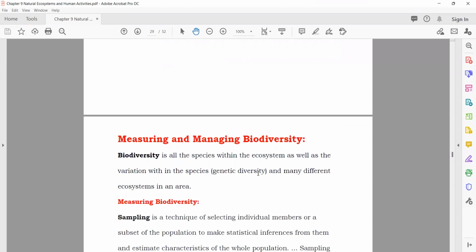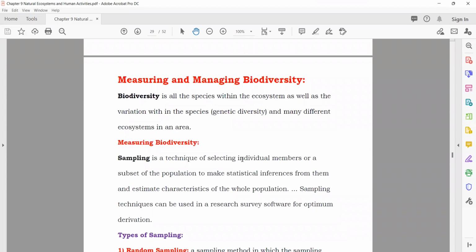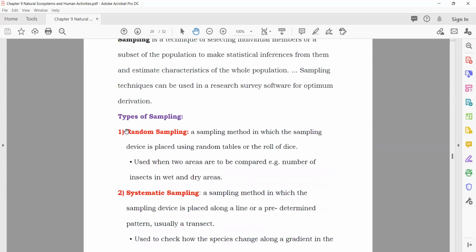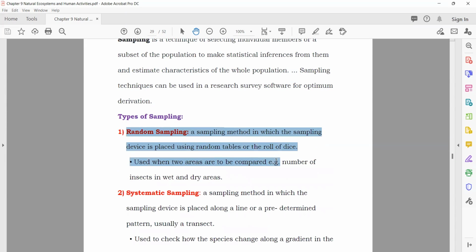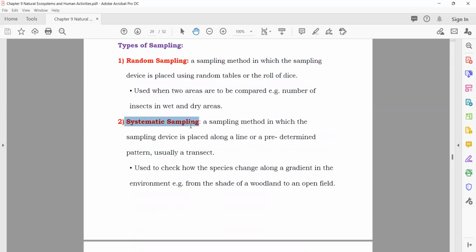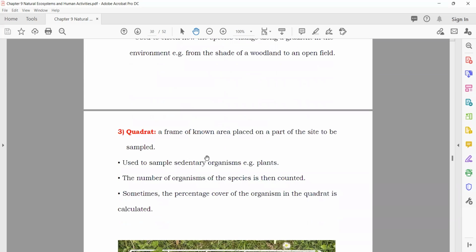measuring and managing biodiversity. What does biodiversity mean? All species living in one ecosystem. That is how they are interlinked with each other. How can you measure biodiversity? Sampling has two main types. Random sampling means you just randomly choose things to research on. Systematic means you choose by a system, it's not random. And for that you have the quadrat.